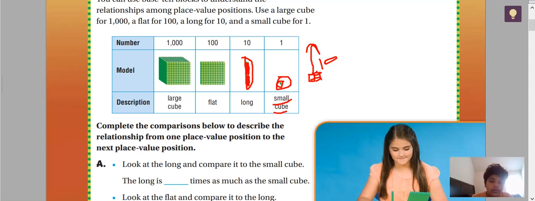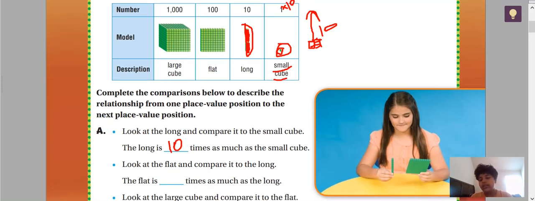If you don't want to do it that way, to look at the model, you can also look at these numbers. How much is 1 times what equals 10? So 1 times 10 equals 10. And if we want one small cube, it would take 10 of those to make one long. So the answer would be the long is 10 times as much as a small cube. Now we know the answer to the first one.